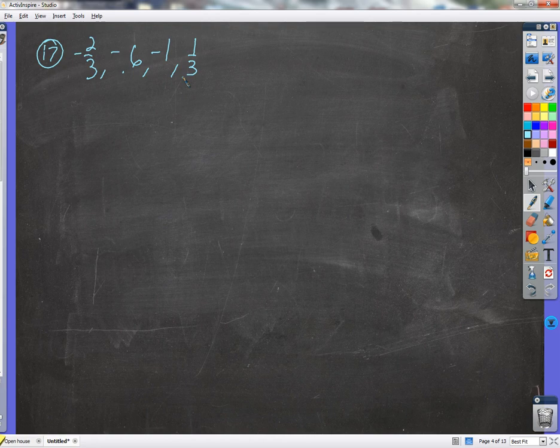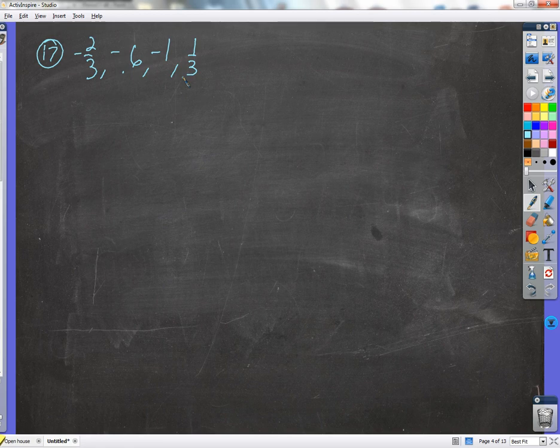How are we going to do that? How do we know which numbers are bigger than other numbers? Any ideas? Yes, I'm just pointing at people. Alex. Change them all into a fraction and a whole number? Or a whole number. A fraction or a whole number? Okay.